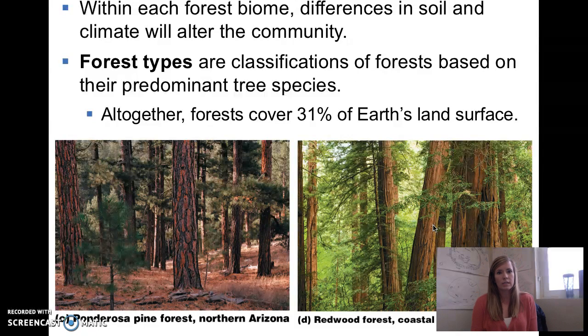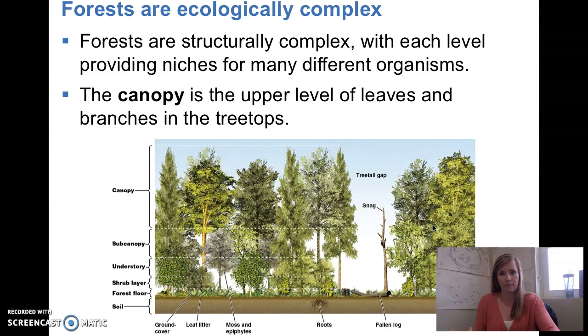So we classify forests into different forest types based on their predominant tree species. So the majority of the type of trees that live there is how we'll classify them. So for example, we call the redwood forests the redwood forests because they're dominated by redwood trees. And altogether, there are forests that cover 31% of the Earth's land surface, and they're found on every continent except for Antarctica.